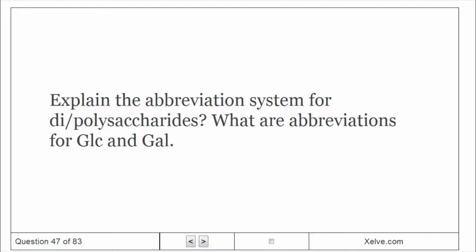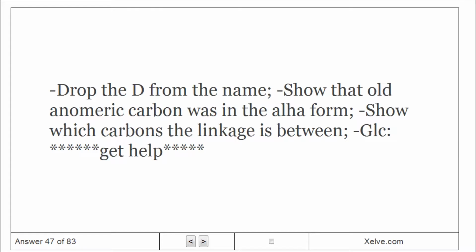Explain the abbreviation system for D polysaccharides. What are the abbreviations for Glc and Gal? Drop the D from the name. Show that the anomeric carbon was in the alpha or beta form. Show which carbons are involved in the linkages between Glc residues.